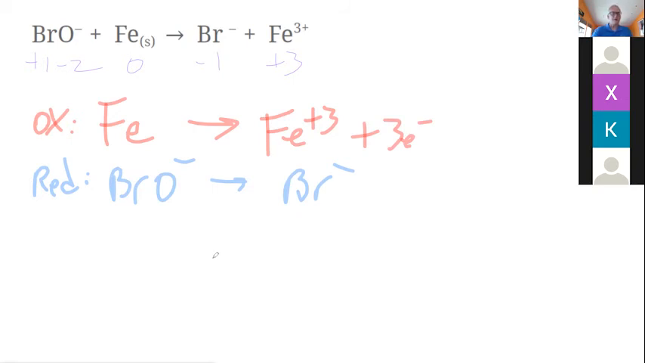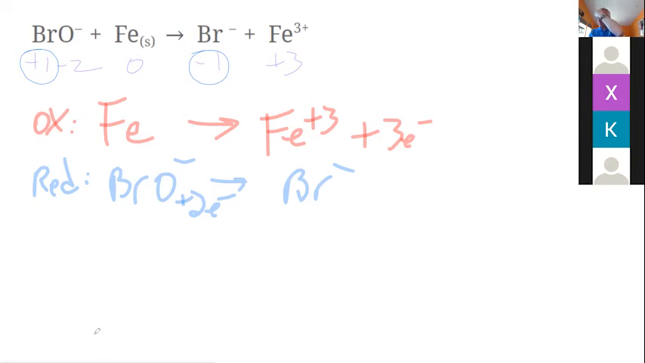What about the reduction side? How many electrons on the reduction side? Two. Excellent. Right, because it went from +1 to -1. That's a change in oxidation number of 2. So we have to add 2 electrons on the reactant side.